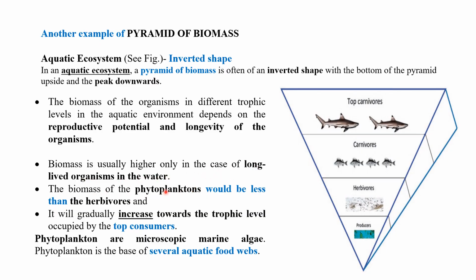The biomass of the phytoplankton would be less than the herbivores. You can see the weight of the phytoplankton is less than the herbivores. It will gradually increase towards the trophic level occupied by the top consumers. Phytoplanktons are the microscopic marine algae. It is the base of several aquatic food webs. So you can see how the biomass goes on increasing in the upward direction.